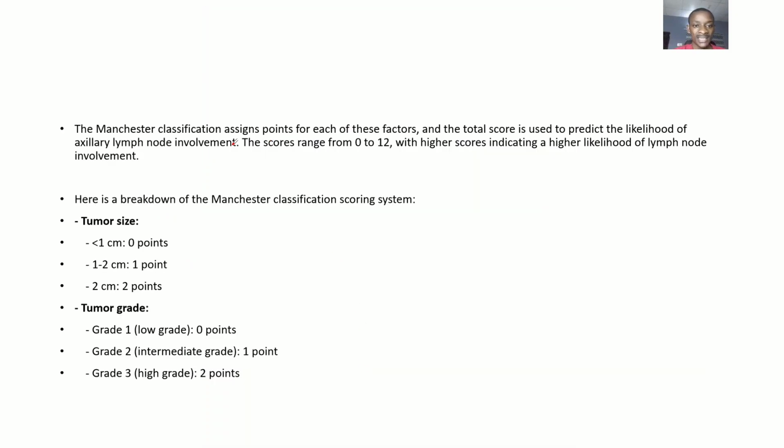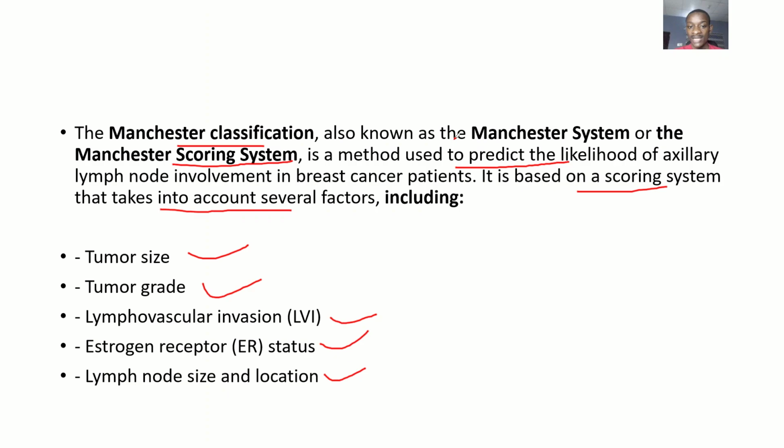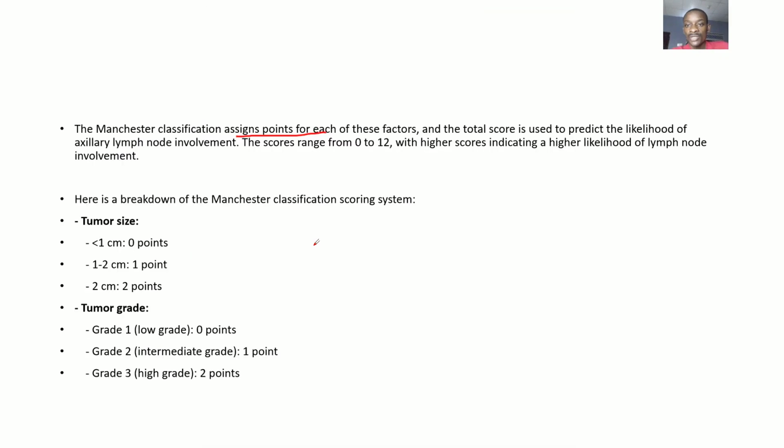Now the Manchester classification assigns points. They are basically looking at points. Does this tumor have this? Does this tumor have this? For each of the questions you're asking about the tumor, you give a point. You finish and you add the points. So it gives out points for each of these factors, and the total score is used to predict the likelihood of axillary lymph node involvement. The score ranges from 0 to 12, with higher scores indicating a higher likelihood of lymph node involvement.